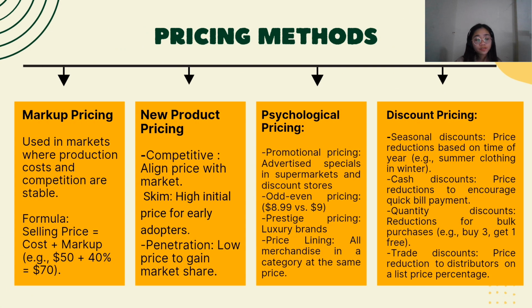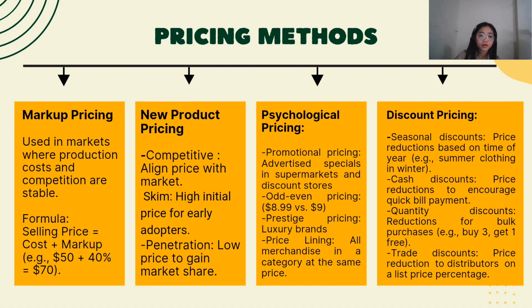Now let's explore the different pricing methods that companies may use in international markets. So first is the markup pricing. Markup pricing involves adding a fixed percentage to the cost of a product to determine its selling price. For example, if an item costs 50 pesos and the markup is 40%, the markup will be 20 pesos, making the final selling price 70 pesos. This method is useful in stable markets, but the percentage may vary depending on product demand. Essential goods often have low markups, while luxury or seasonal items with uncertain demand may have higher markups.